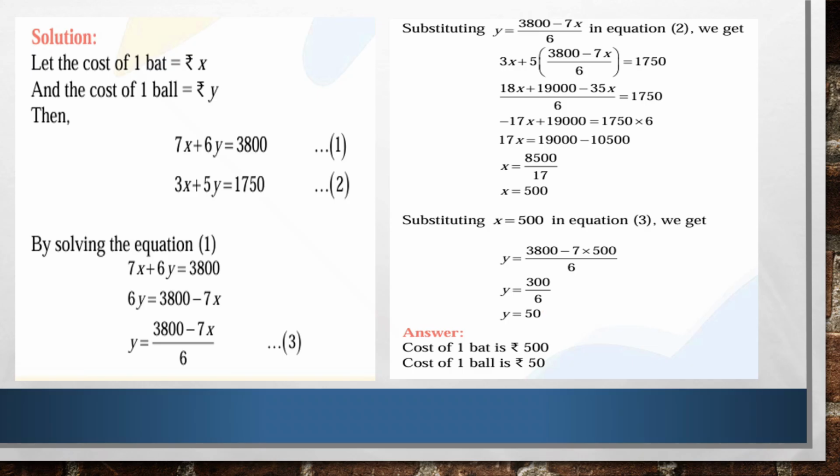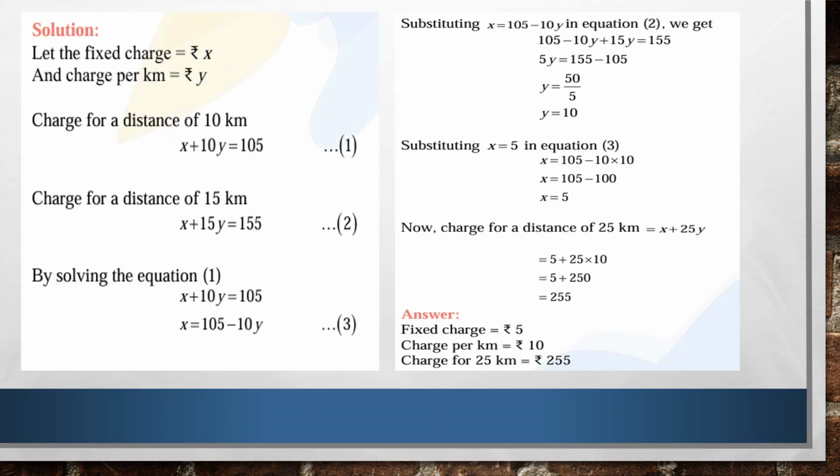Next question. The taxi charges in a city consist of a fixed charge together with the charge for the distance covered. For a distance of 10 km, the charge paid is rupees 105 and for a journey of 15 km the charge paid is rupees 155. What are the fixed charges and the charge per kilometer? How much does a person have to pay for traveling a distance of 25 km?